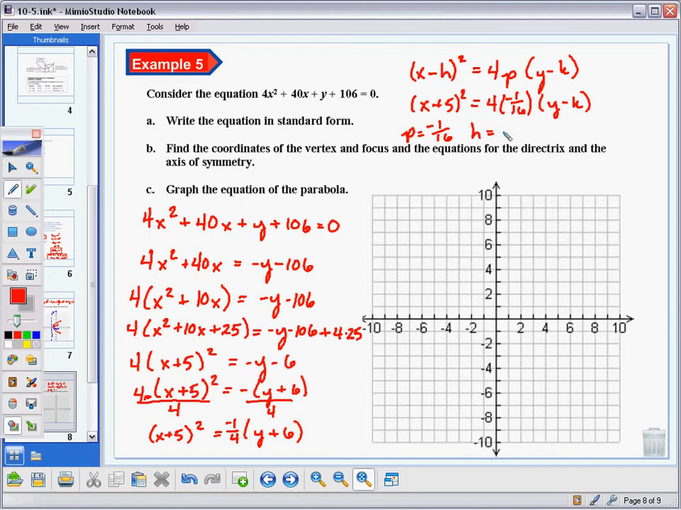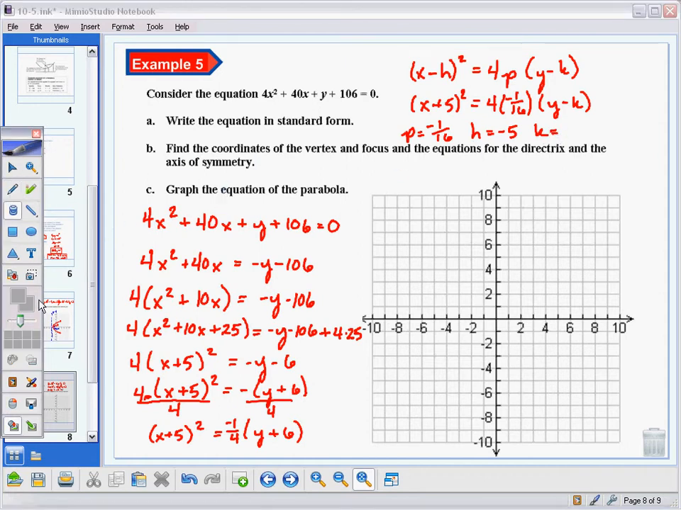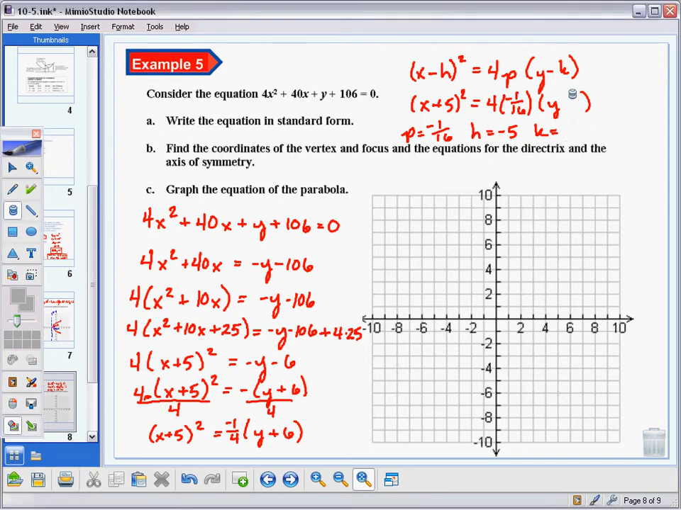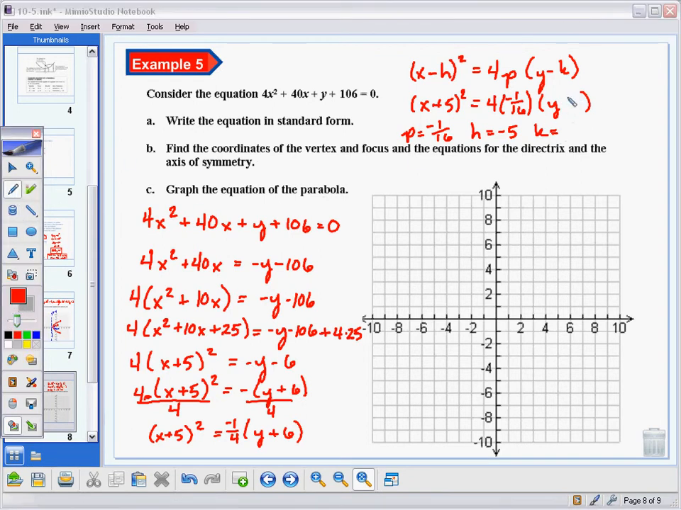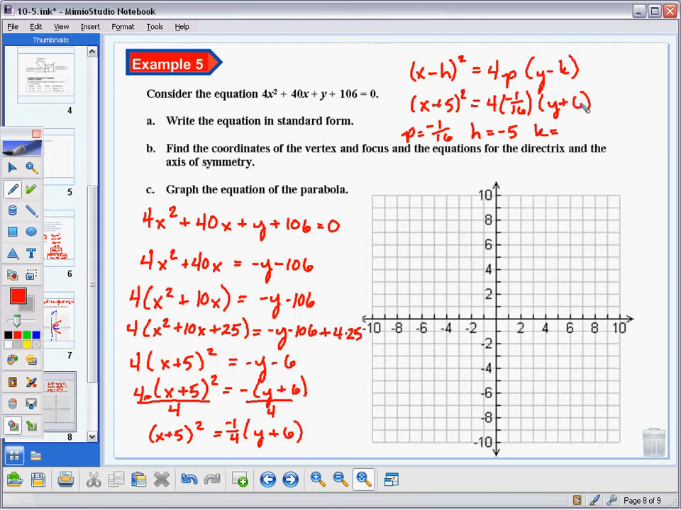The h value is a negative 5, and my k value, I wrote k in there instead of plus 6. Sorry. This is supposed to be a plus 6. So k is a negative 6. All right, I now know where my vertex is. It's negative 5, negative 6. There's my vertex.